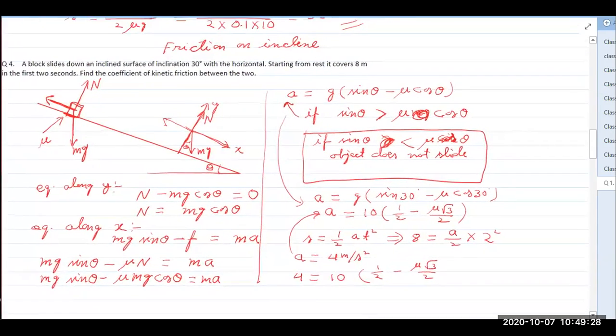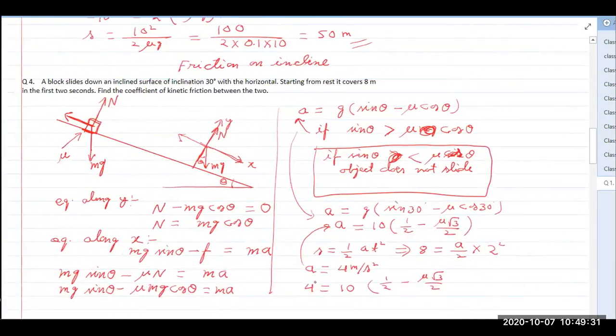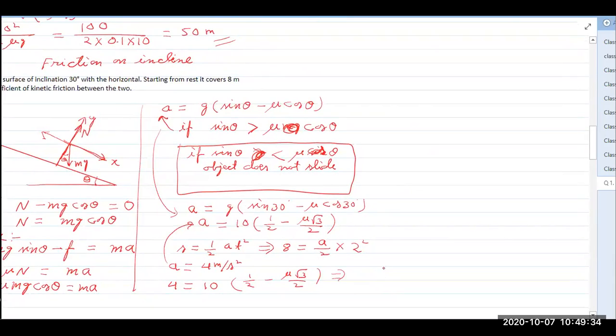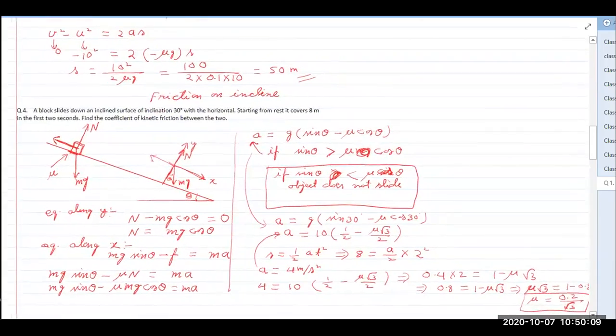If we solve it further, we have 0.4 into 2 equal to 1 minus mu root 3. So 0.8 equals 1 minus mu root 3, or mu root 3 equals 1 minus 0.8, that is 0.2, or mu is 0.2 by root 3. So this is the value of mu for the surface. For the given condition, this will be the value of friction. In this way we can find it.